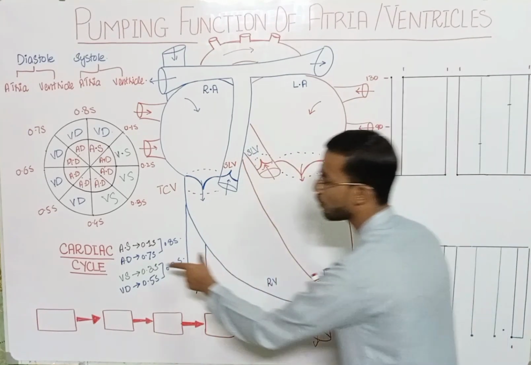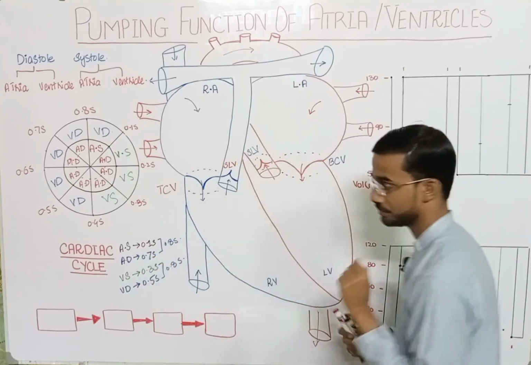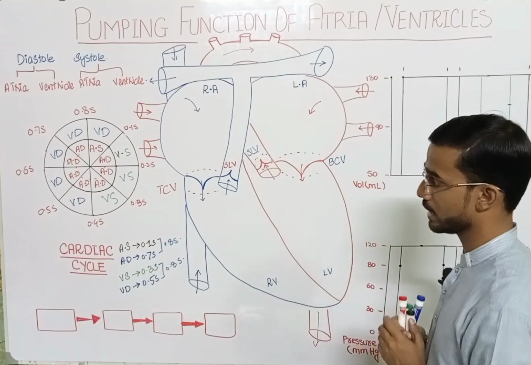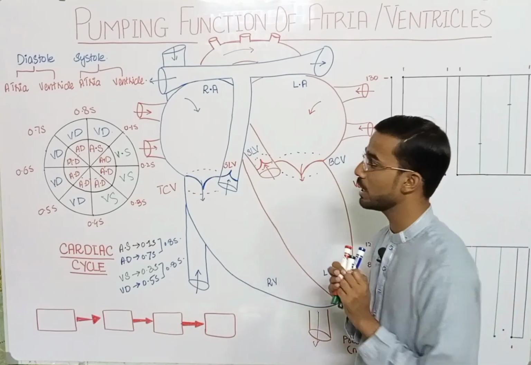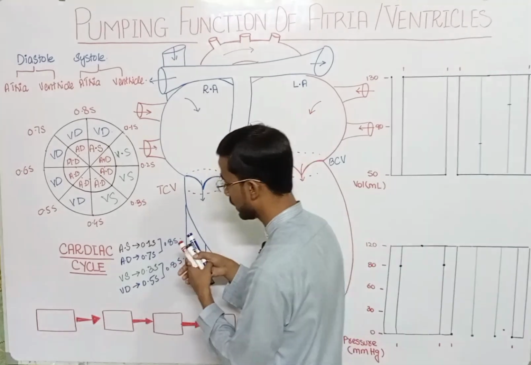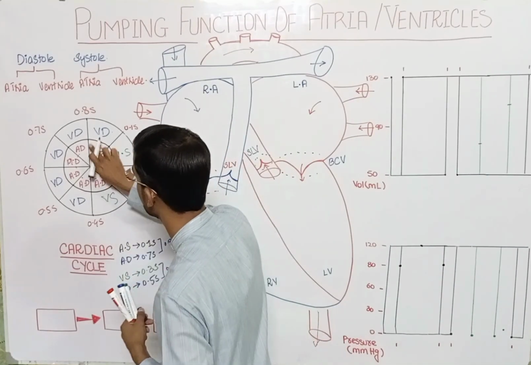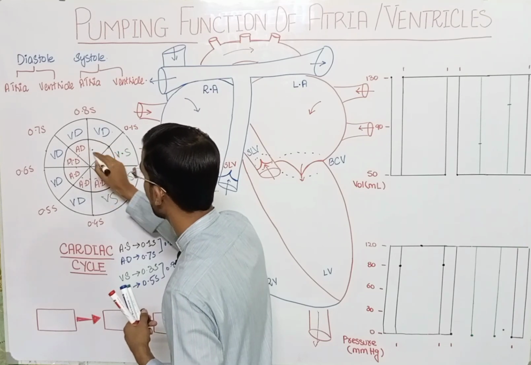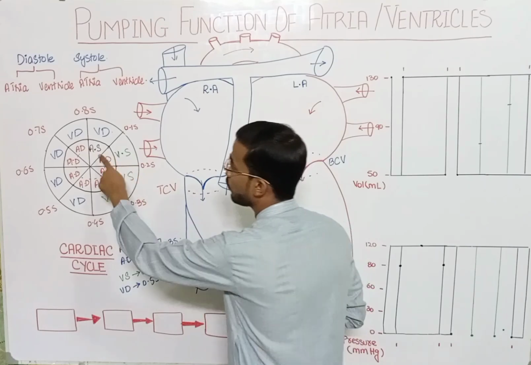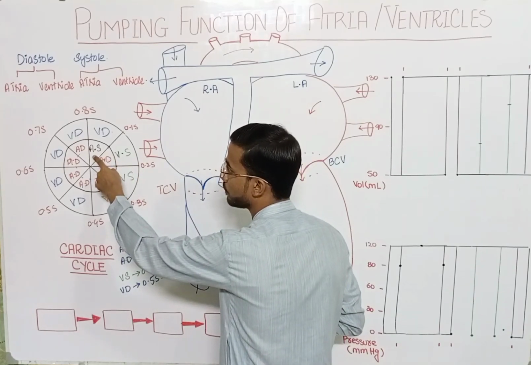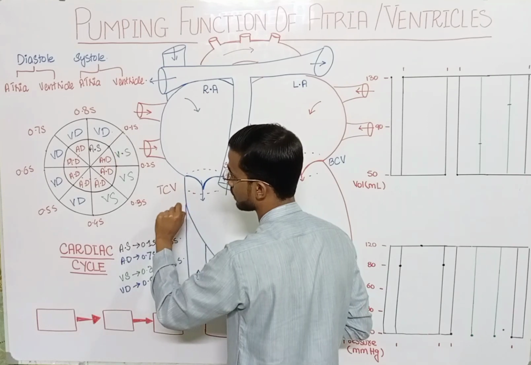So this is the condition for the atria, and this is the condition for the ventricle. So this is the basic cardiac cycle. If we compare the atria and the ventricle, I write it with the black color so it can be easily understood. When you see the atrial systole, at that time you see the ventricular diastole. So this is the case.